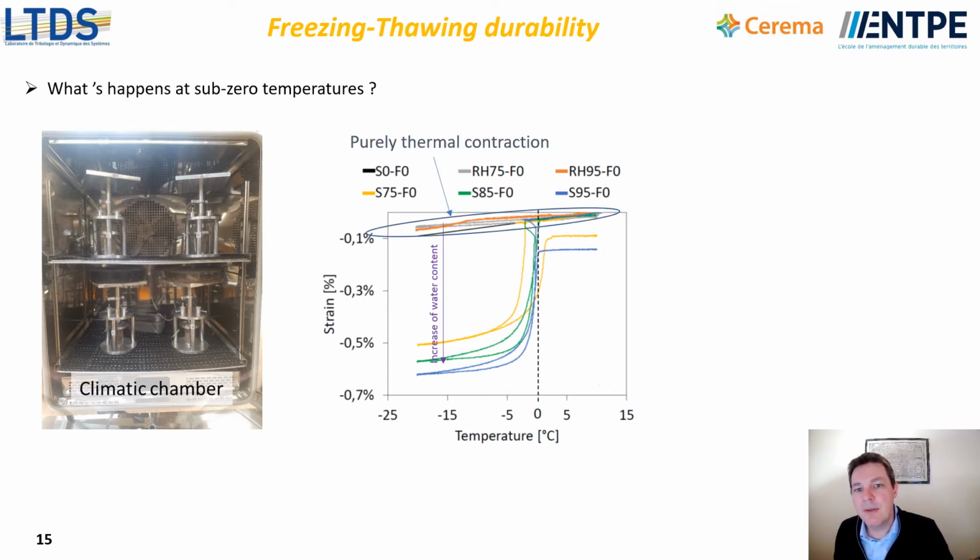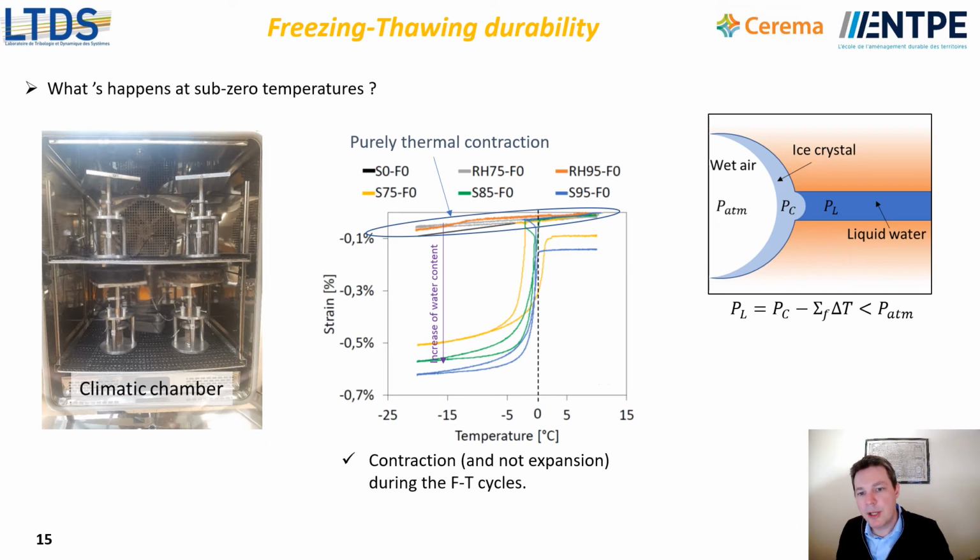What we can see is that for the dry sample or the samples equilibrated at a given relative humidity, there is almost no impact of freezing-thawing behavior on the strain, because it's purely thermal contraction that we observed. But on the other samples, the ones equilibrated at higher saturation, we can see a quite high contraction during the freezing-thawing cycle.